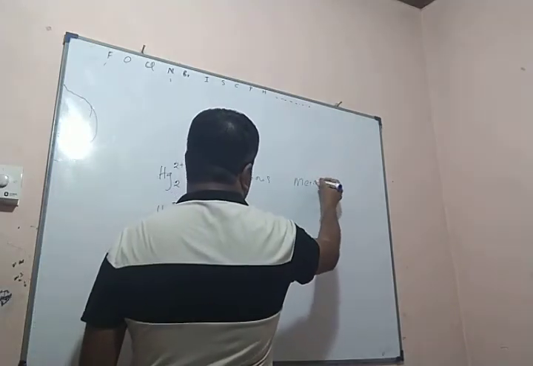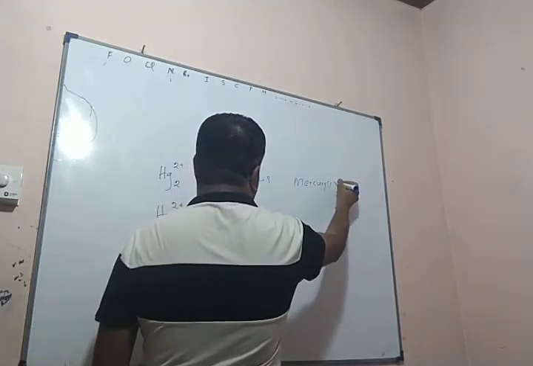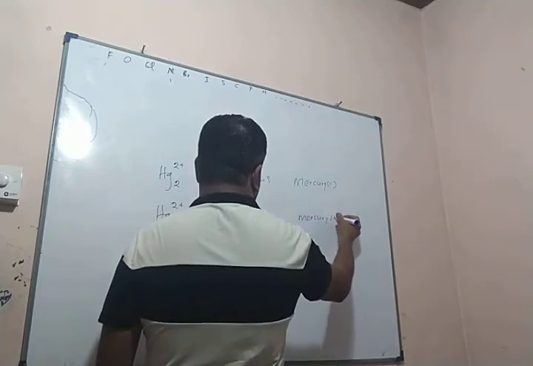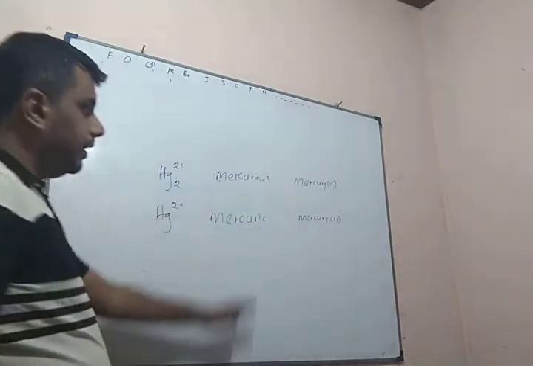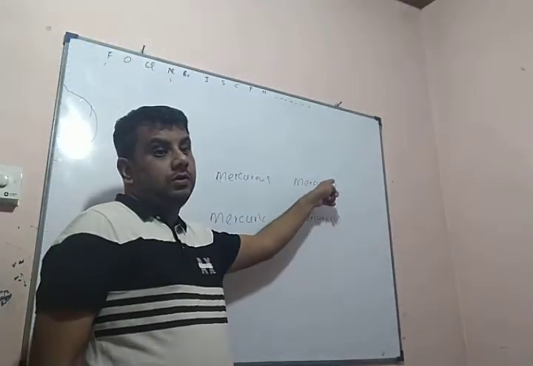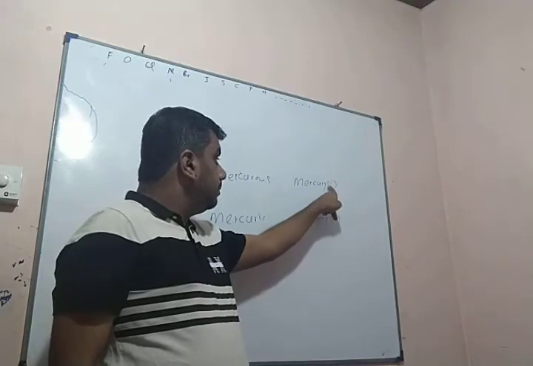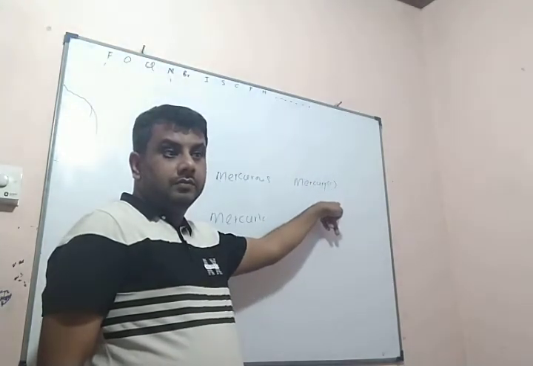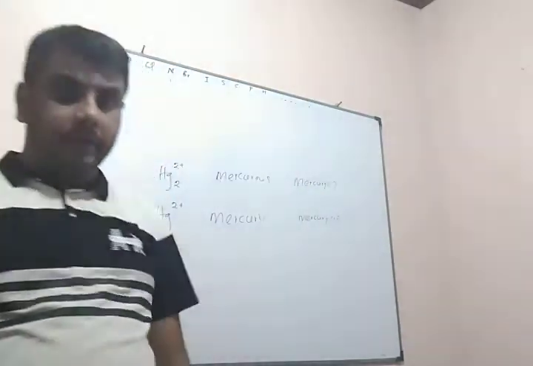Mercury 1, mercury 2. Once again, I am saying this, don't leave a gap between this bracket and the name. These should be written together, without any space.